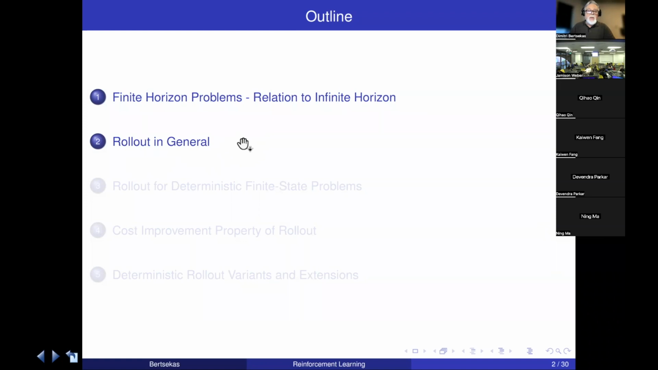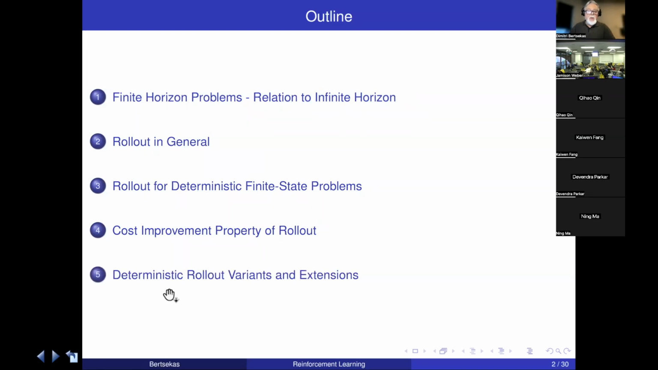Then I'm going to talk about rollout in general, again, a review. Then I'm going to focus on deterministic finite state systems. Finite state because they facilitate the computations. And we're going to look at rollout within that context. Then we're going to look at the theoretical improvement property of rollout, namely that the rollout algorithm performs better than the base policy on which it relies. And then after we take a break, we're going to look at the variations and extensions of the deterministic rollout algorithm.